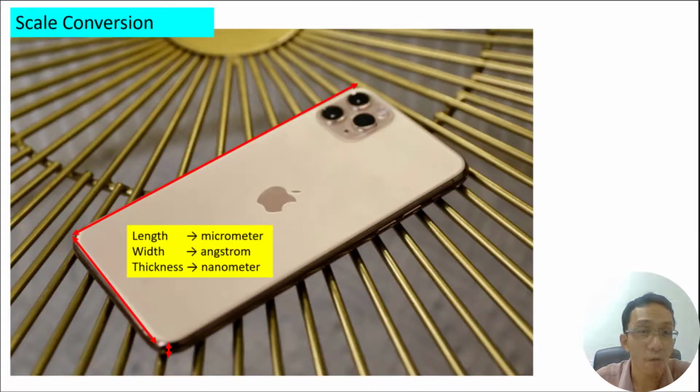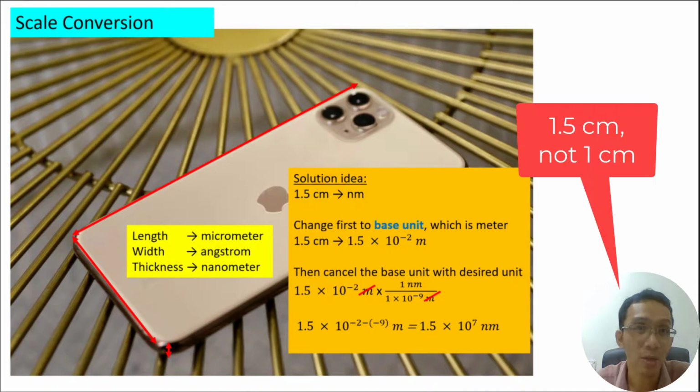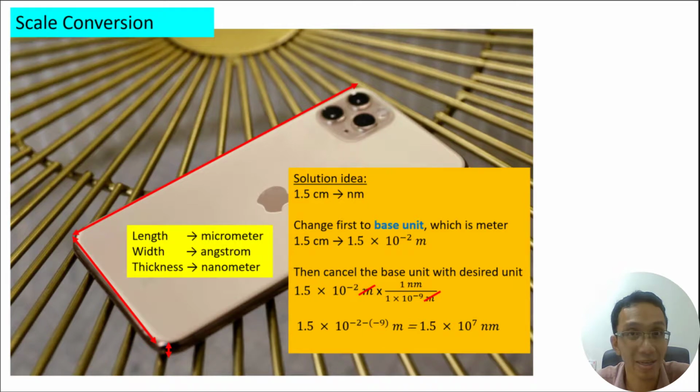For practice of converting between scales, take your phone and convert its length to micron, its width to angstrom, and its thickness to nanometer. Here is the sample solution for width only. 1 cm width will be equivalent to 1.5 times 10 to the power of 7 nanometer. It is easy when you see the solution in front of you like now. But believe me, many students get it wrong and struggle before to solve this very question.